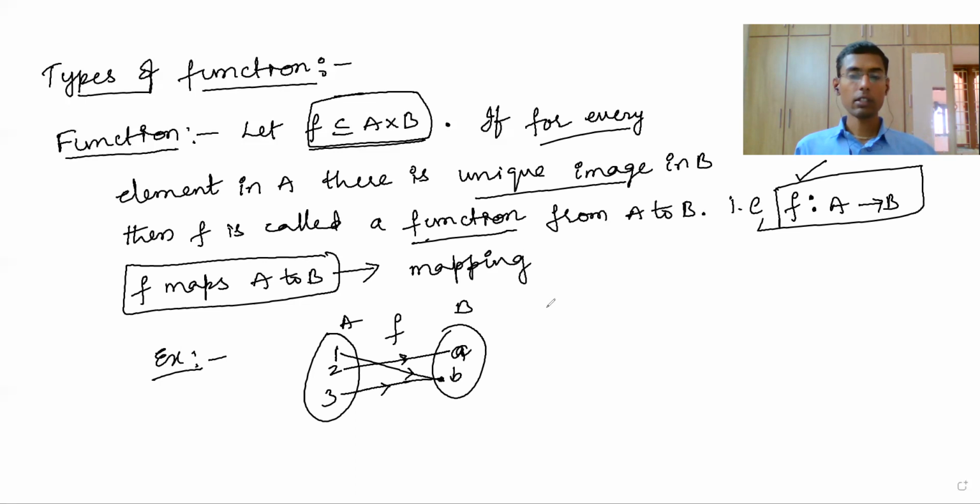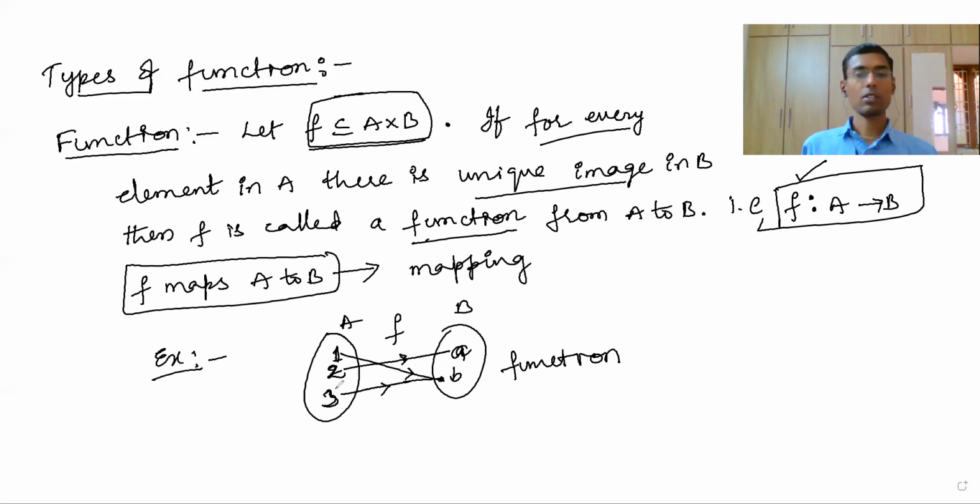The definition is right here. Is it a function? How many images does 3 have? Only one. An element can't have two images, but images in B can be shared. It is a function. Every element must have a unique image. 1 has only one image, 2 has only one image, 3 has only one image. That 1 and 3 have the same image is okay, no problem.